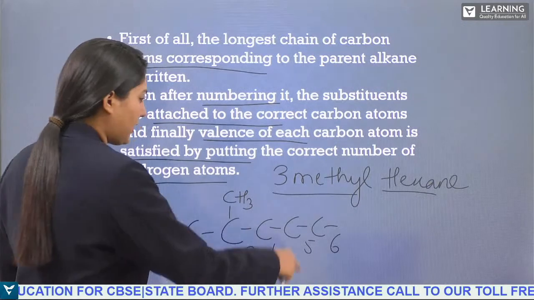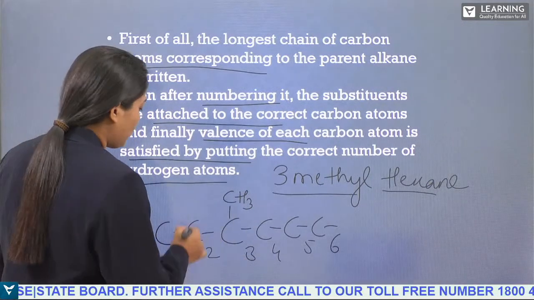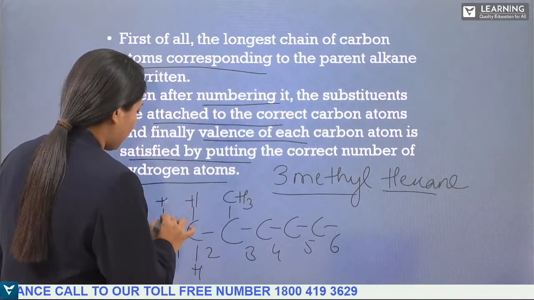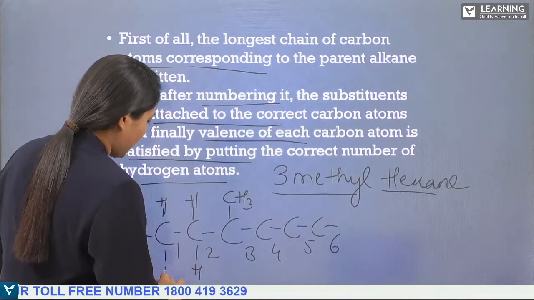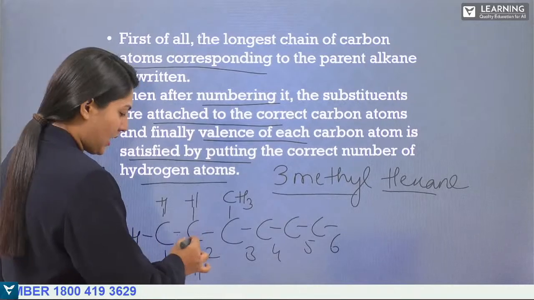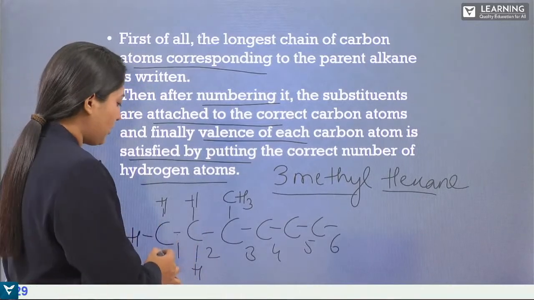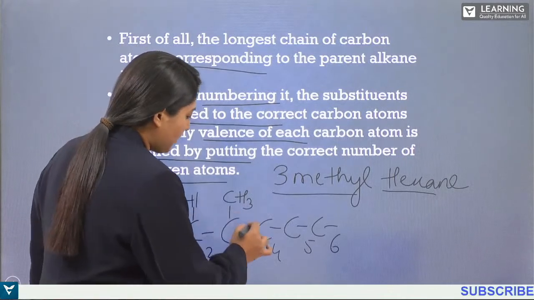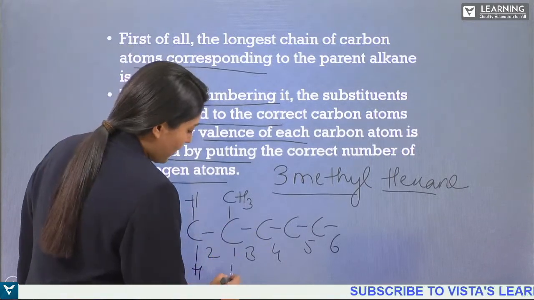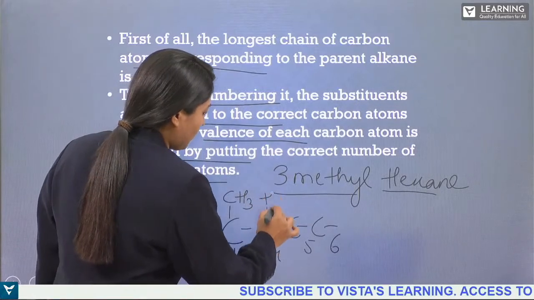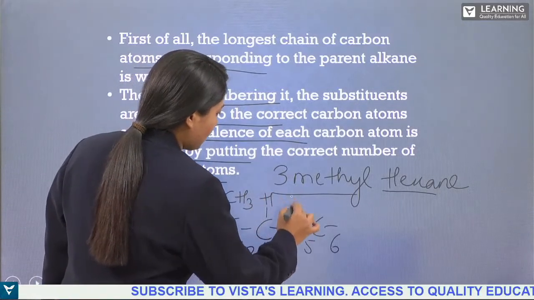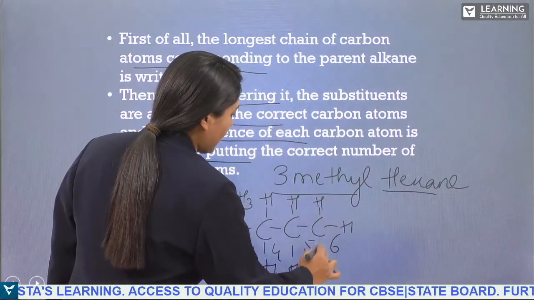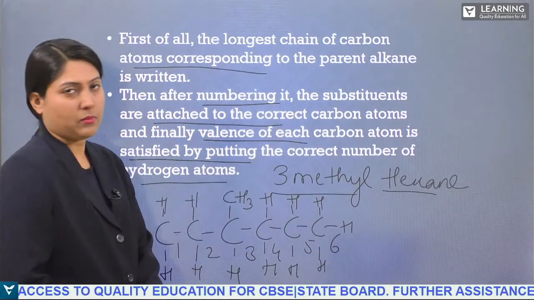Now I haven't satisfied the valence of the carbon atoms, right? So I have to write the hydrogen atoms. Seeing that each carbon atom, this carbon atom has one carbon bond, so 3 hydrogens. Here 2, here 2 hydrogen atoms. Here the carbon has 3 carbon bonds, and so 1 hydrogen. Here 2 hydrogen. Here also 2 hydrogen. And for this terminal one, we have 3 hydrogens attached to the carbon atom.